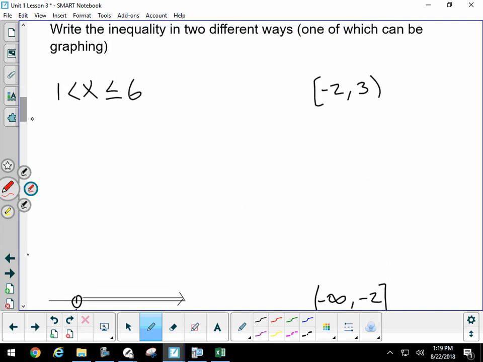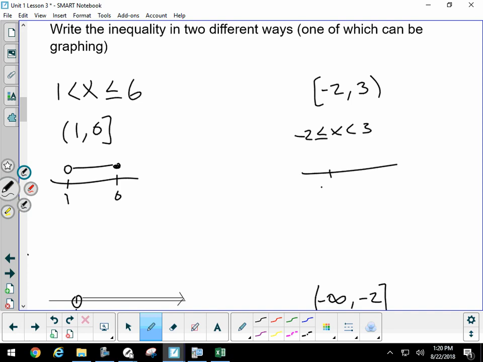So write the inequality in 2 different ways, one of which could be graphing. So we have this interval notation using x's. I can change this into bracket notation as well as graphing. Open circle, closed circle. Here, I can say we are going to be greater than or equal to -2 and less than 3, and also graph.